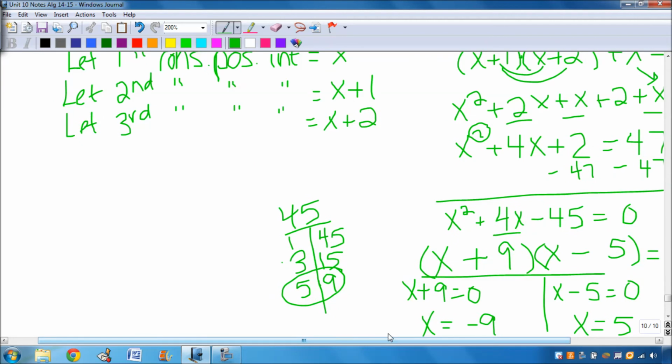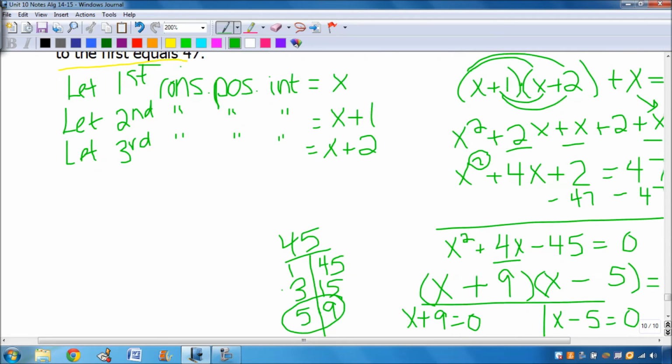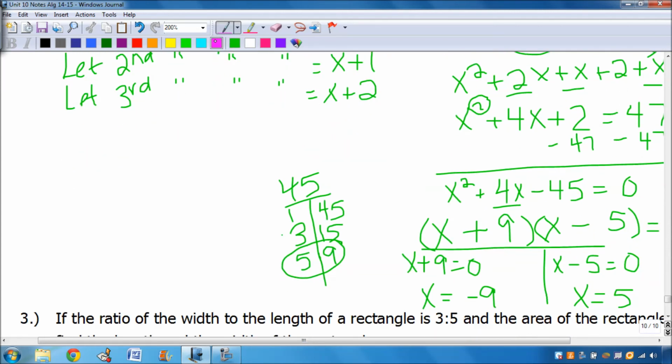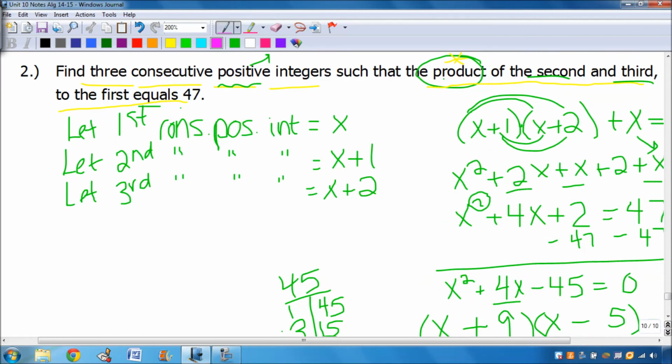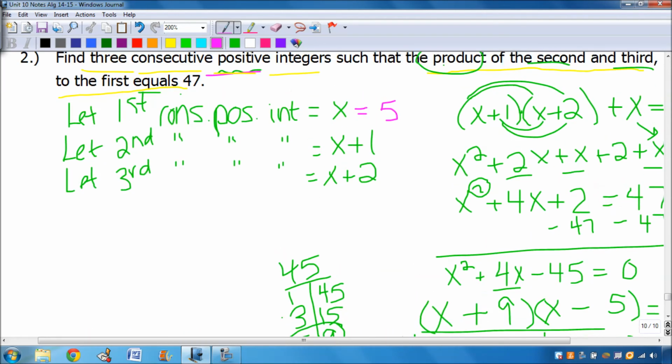But I have to go back into the problem and see, are there any restrictions on my answers? And there are. It says that they have to be positive, which means that I'm going to omit this answer of negative 9. It doesn't satisfy what we need according to the problem, which means that our only positive integer is 5, because that's what we got when we solved for x right here. We ended up getting x equals 5. So this is 5, this is 6, and this is 7. So my answers are 5, 6, and 7.